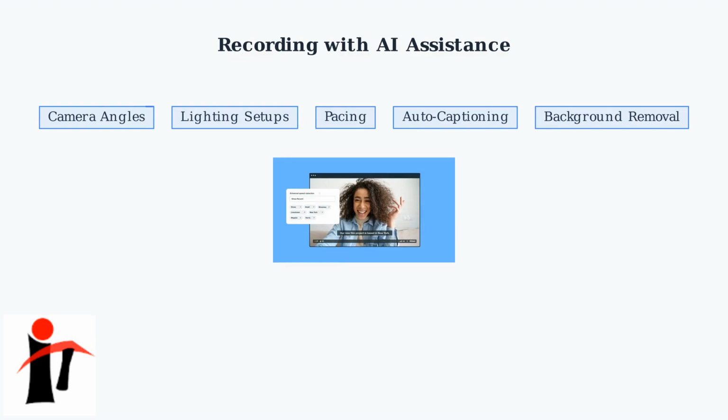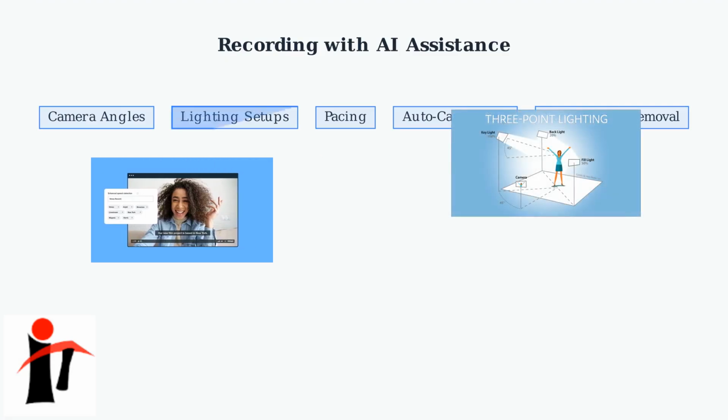The AI analyzes your script content and provides intelligent suggestions for camera angles that best suit your narrative. For example, close-ups for emotional moments, or wide shots for establishing scenes. For lighting setups, the AI recommends configurations like 3-point lighting to create professional-looking videos. The key light provides main illumination, fill light reduces shadows, and backlight adds depth.